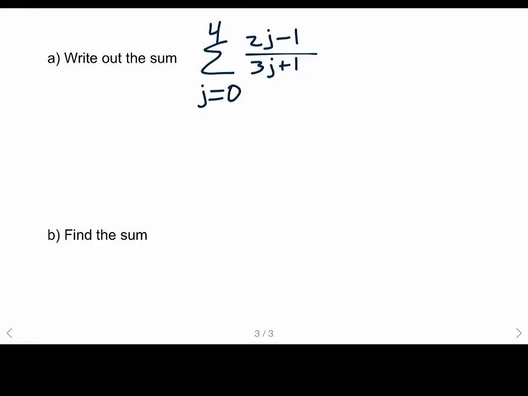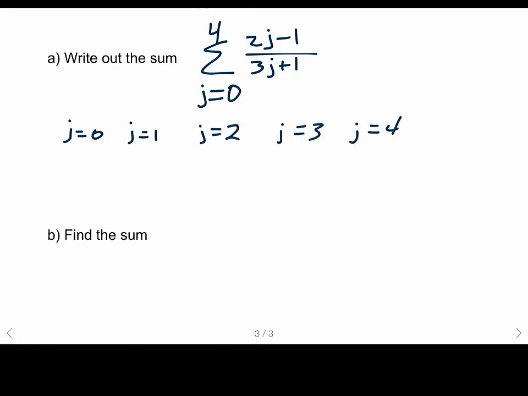For our next example, write out the sum. The sum as j goes from 0 to 4 of the fraction 2j minus 1 divided by 3j plus 1. And then after that, we're to find the sum. Well, to write out the sum, we need to figure out what the terms are when j equals 0, when j is 1, 2, 3, and 4.